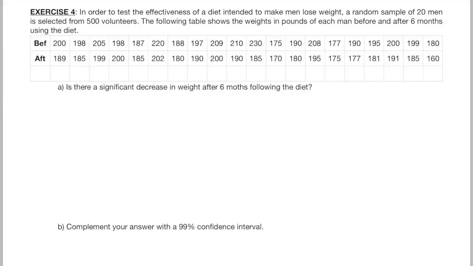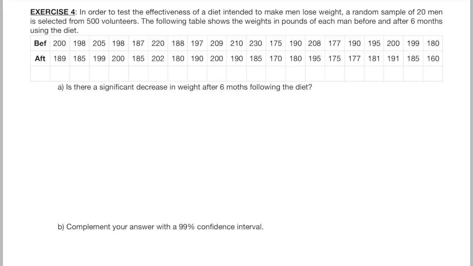In exercise 3, we worked with samples that were independent. Let's see what to do if they are dependent. We want to test if a diet to lose weight is effective. We have the weights of 20 men before and after using the diet. Obviously, these two samples are not independent. This weight is tied to this other weight because both belong to the same man. We say that these two samples are paired.